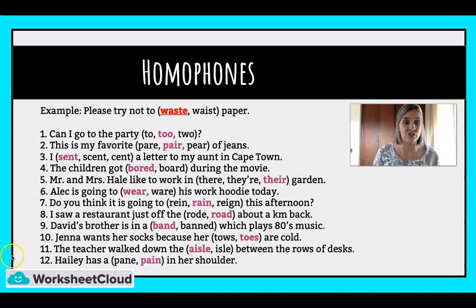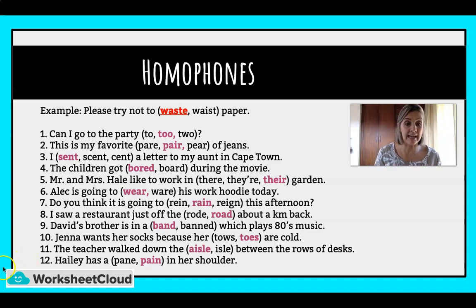Number 10, Jenna wants her socks because her toes are cold. It's obviously the second one. The first one is when you tow something behind you, or a truck tows a car. Number 11, the teacher walked down the aisle between the rows of desks. So aisle, obviously the pathway. And the second one is to do with a small island.